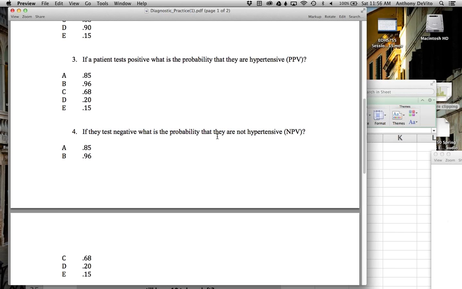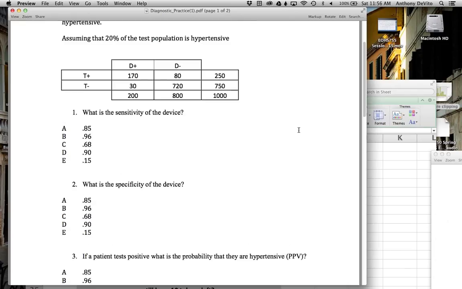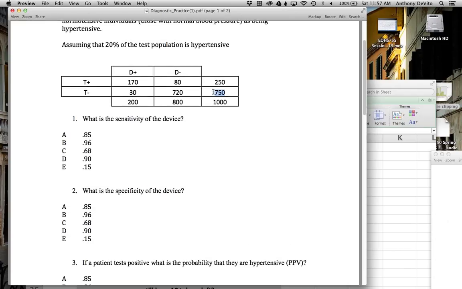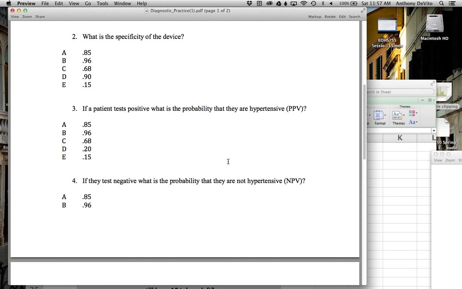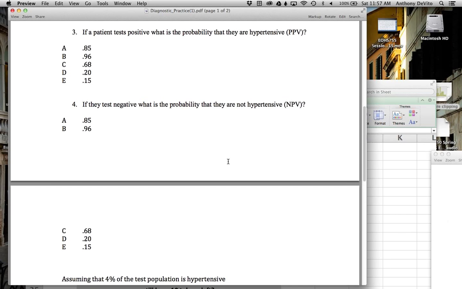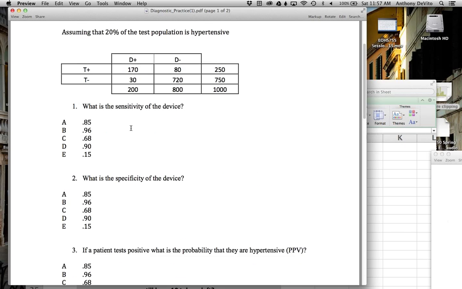If they test negative, what's the probability they're not hypertensive? That's a negative predictive value. Let's see how many people tested negative. 750 people tested negative, right? Out of those 750 people, 720 were really negative. So the negative predictive value is 720 over 750, okay, which is going to be, I'm going to guess it's 96%. Am I right? 96%?